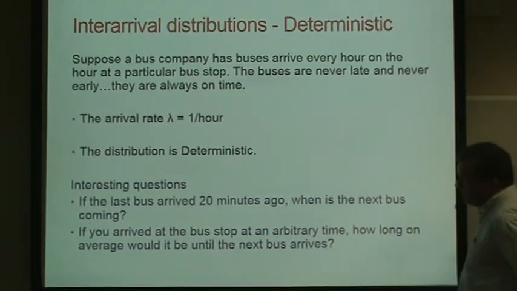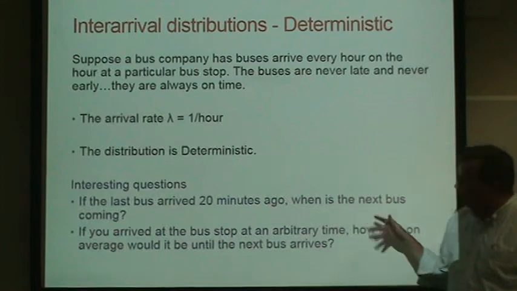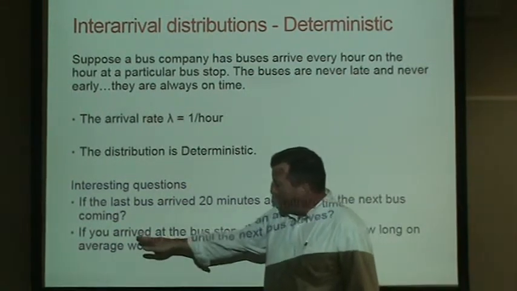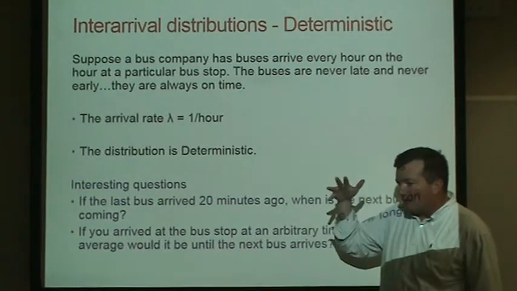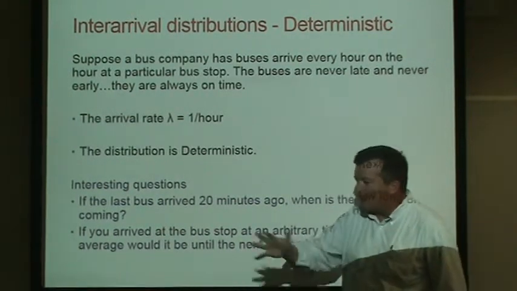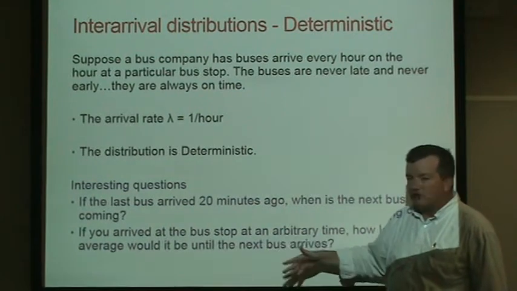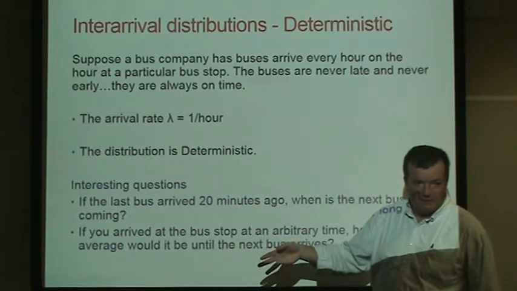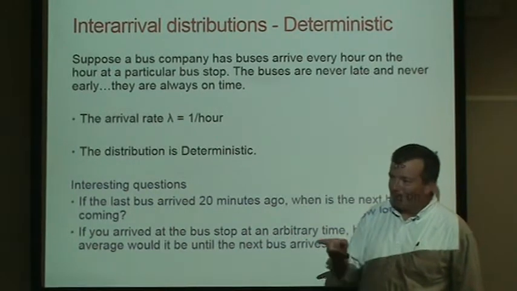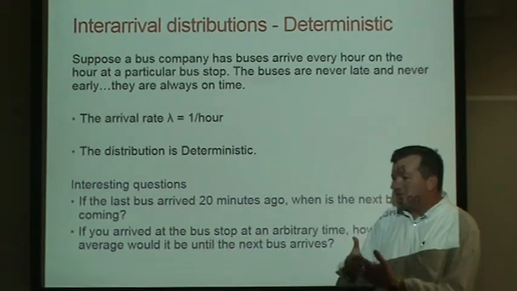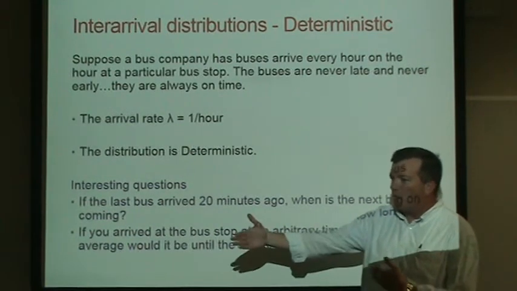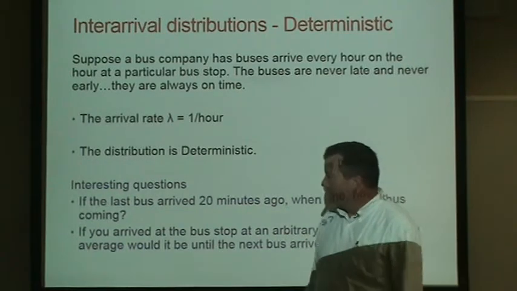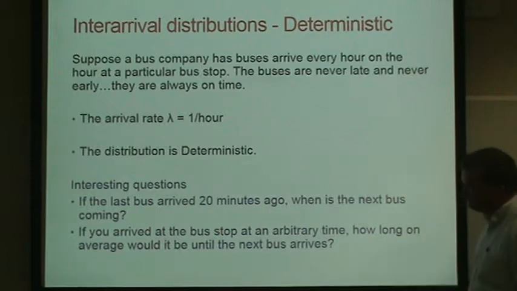Okay, so if the last bus arrived 20 minutes ago, when is the next bus? It's going to be 40 minutes from now. If you arrived at the bus stop, let's say you didn't know the bus schedule, so you just showed up at some random time. On average, how long would you expect until the next bus comes? Yeah, 30 minutes, right. So it's going to be somewhere between 0 and 60 minutes, all uniformly distributed, so you would probably show up at random in the middle, which means on average you'd have 30 minutes to go.